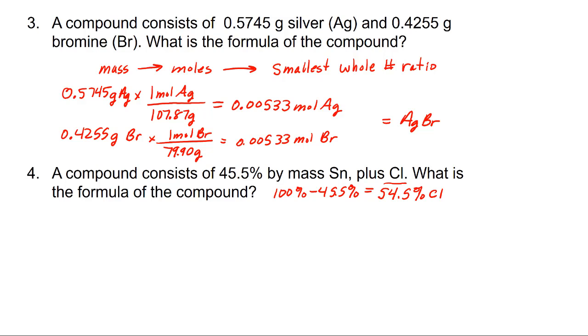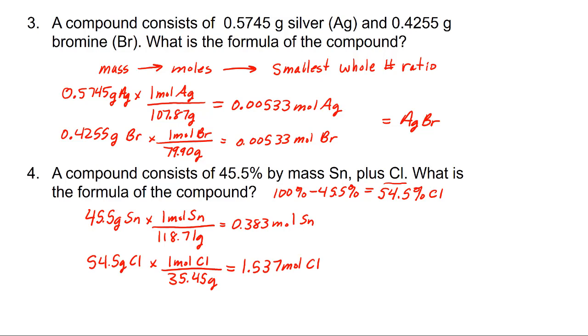Once you've determined that the sample must be 54.5% chlorine, now is the time to get to work and figure out what the mass of each substance would be in this compound, how many moles of each there would be in the compound, and then what the empirical formula would be. Go ahead and pause the video and see if you can answer the question on your own. Restart the video and watch for the solution.